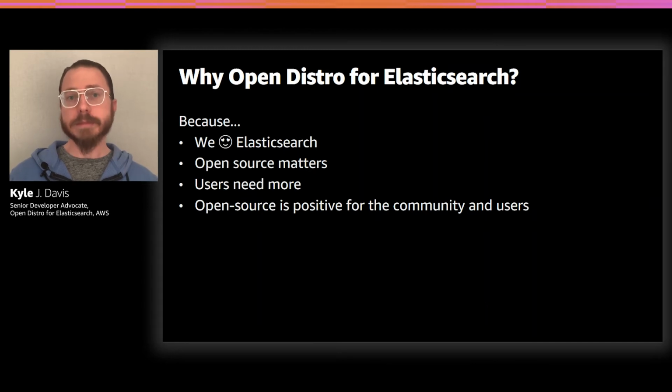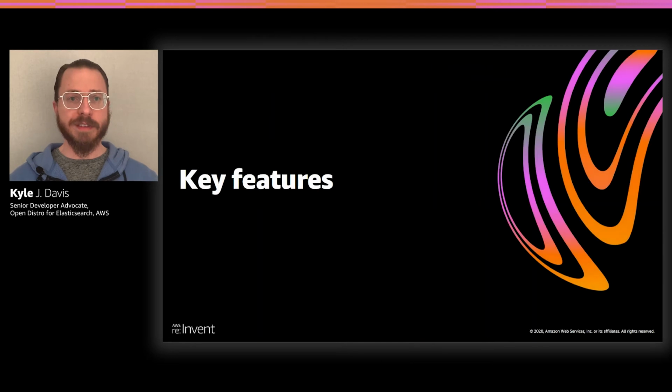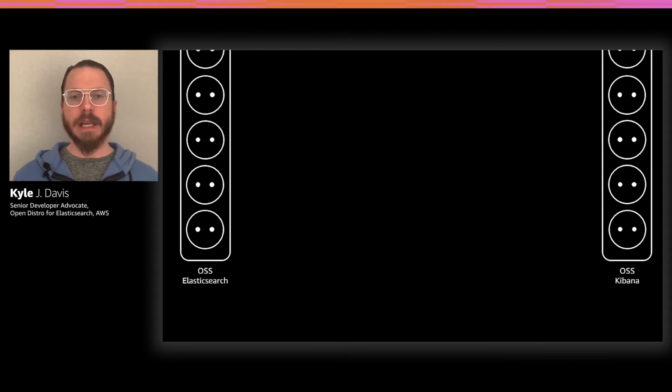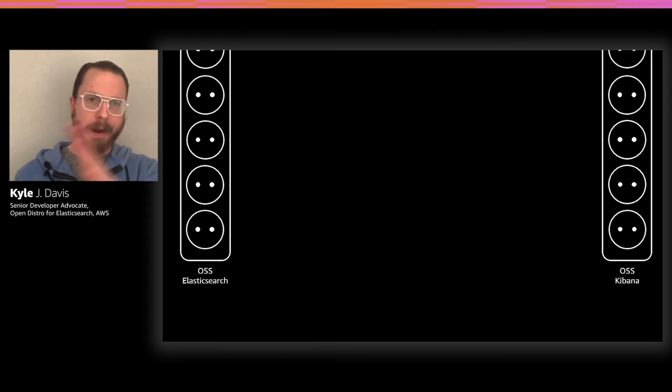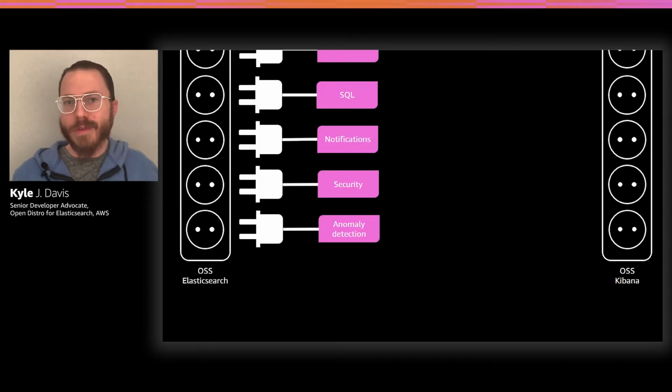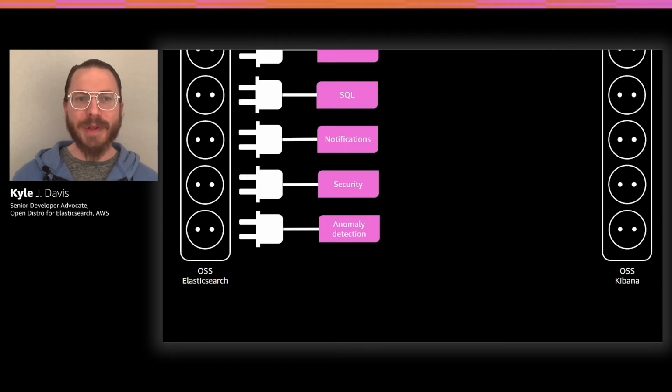So let's dive into the features that Open Distro for Elasticsearch provides. When I first started learning about Open Distro for Elasticsearch, I had a little bit of a hard time really understanding what it really was. So I started thinking about it kind of like a power strip that you would plug your computer and all sorts of different things into. So in this case, it's kind of like Elasticsearch and Kibana are two parallel power strips. And we're going to go ahead and plug different things into it. And these are, of course, the plugins. It's a bit of an on-the-nose analogy.